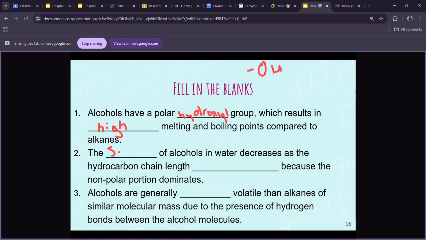The solubility of alcohol in water decreases as the hydrocarbon chain length increases.